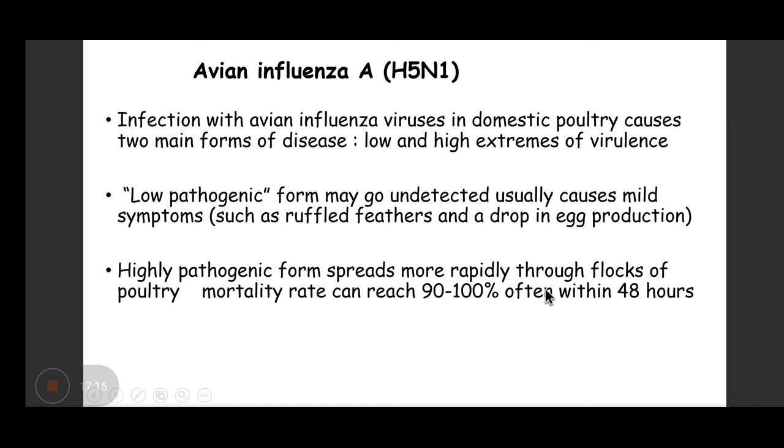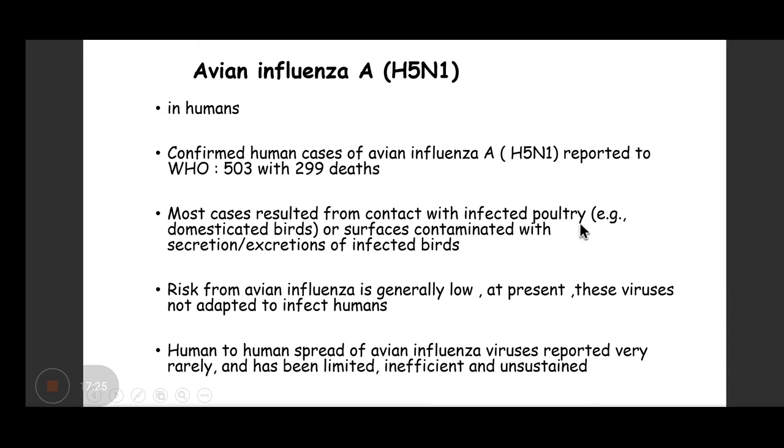Besides, it has a very high mortality rate, and it can reach up to 90 to 100% mortality within 48 hours. That is, we are talking about the birds only. In humans, till now, 503 cases have been reported by WHO, with 299 deaths. And most cases occurred in people who came in contact with poultry farms, right? The risk of avian influenza is generally considered to be low, because these viruses are not adapted to cause infection in humans, and human to human transmission is not known, or it's really very rare.